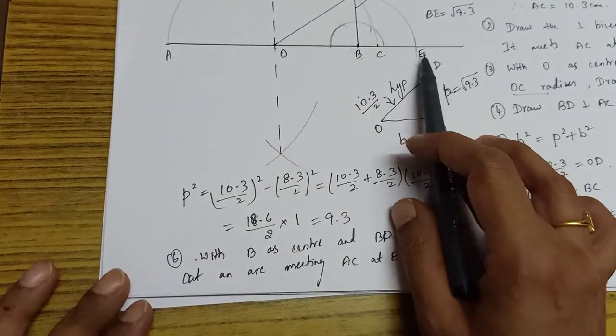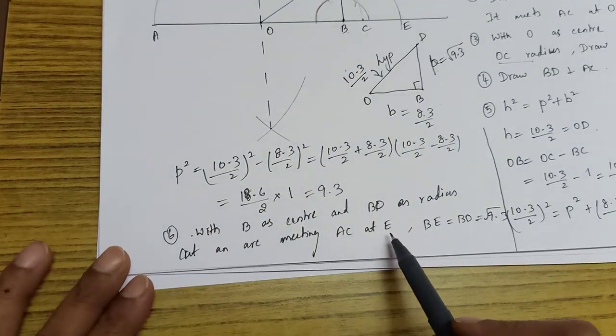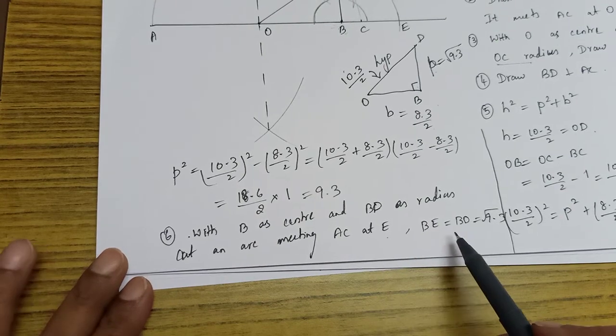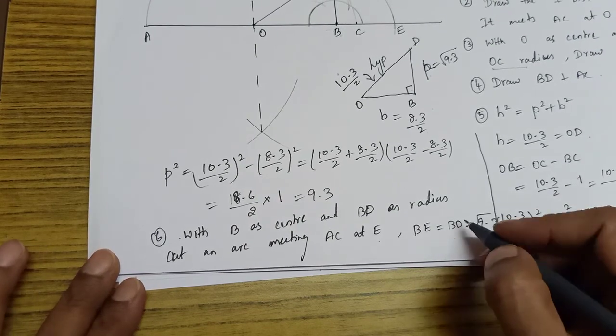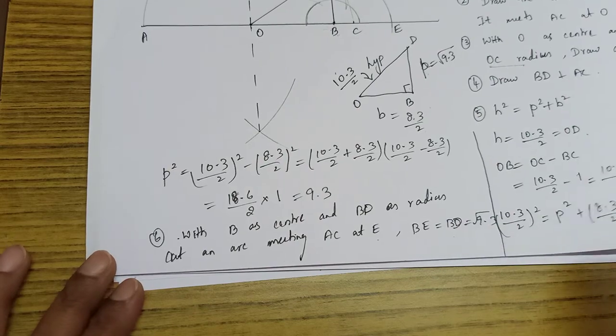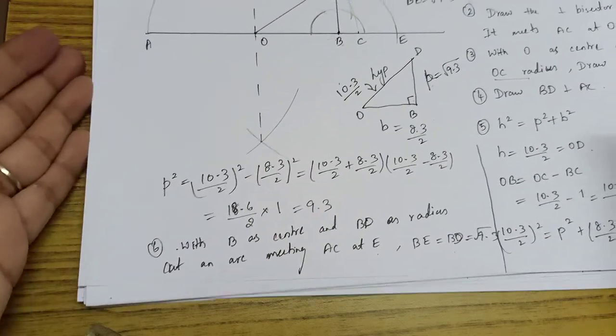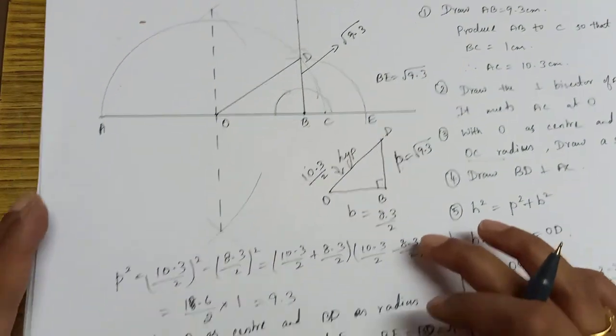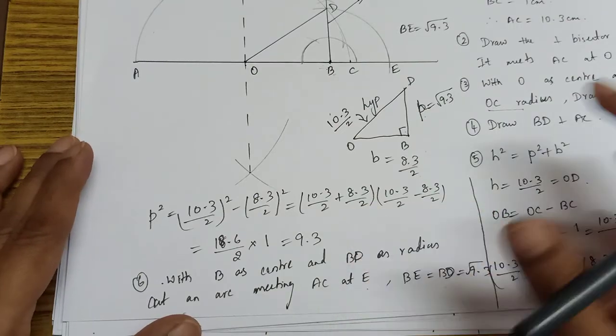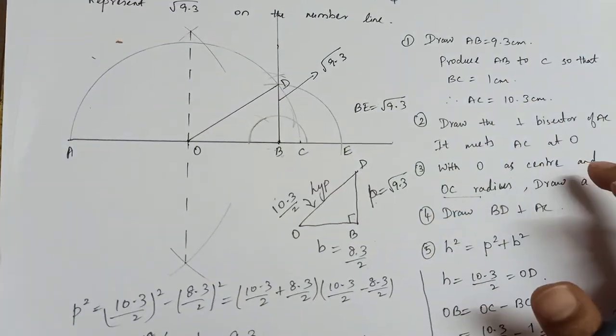Where is it lying? On the line AC produced, meeting AC at E. And what do we have? BE is equal to BD. BD is equal to square root of 9.3. This is the complete answer along with the justification. This portion here is called the justification, and these are the steps of construction.